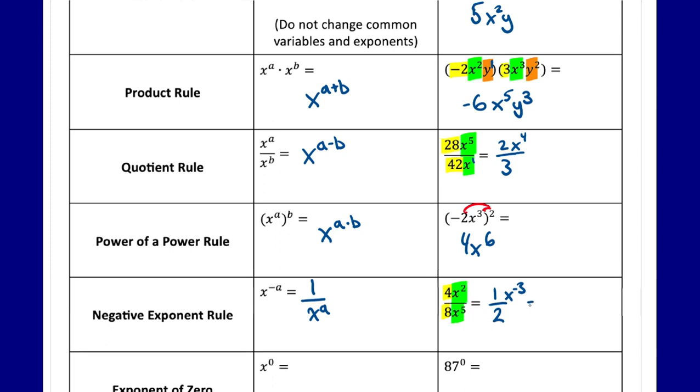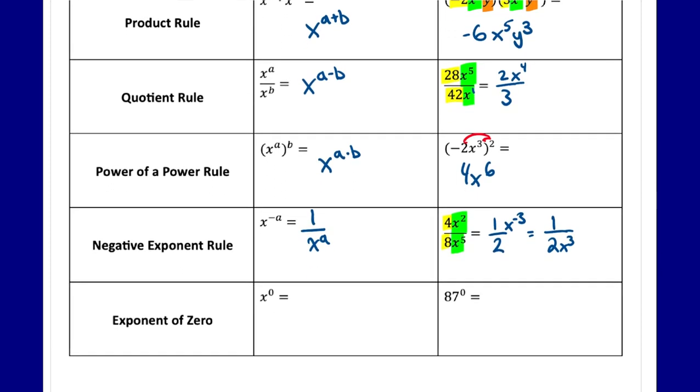However, I want a positive exponent, so I bring it down. 1 over 2x to the power of 3. General rule of thumb, we do want to always have positive exponents. Exponent of 0: x to the power of 0, anything to the power of 0 is 1. So 87 to the power of 0 is 1.